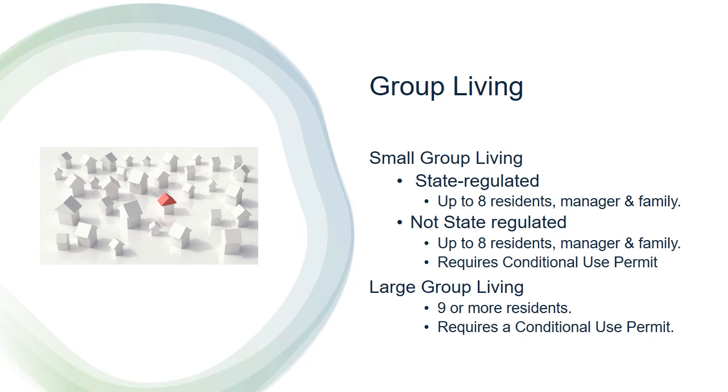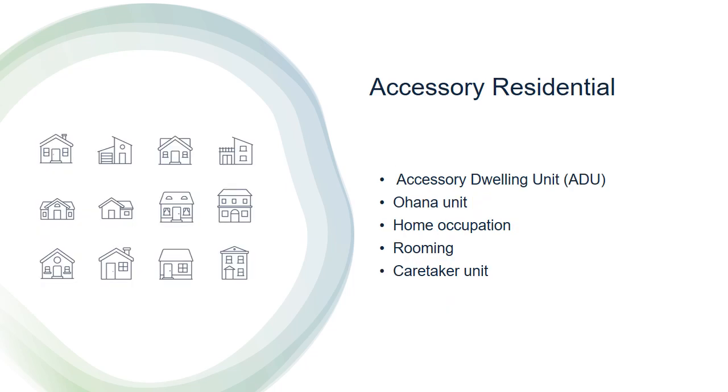Small group living that is not state licensed can also have up to 8 care recipients and a resident manager with a family, but it requires a major conditional use permit. A large group living facility is a facility with 9 or more residents. It also requires a major conditional use permit. Large group living facilities often include dormitories, assisted living facilities, and special needs housing for the elderly.